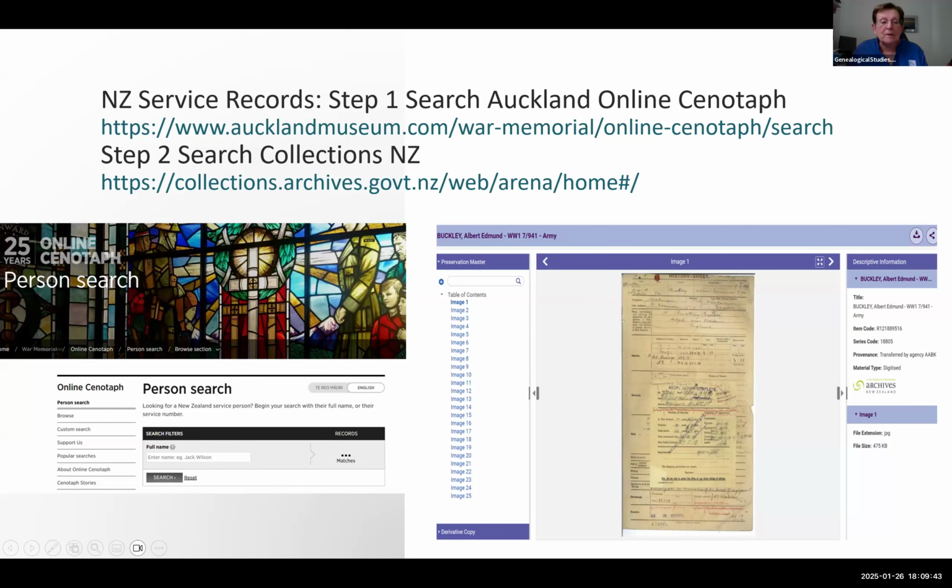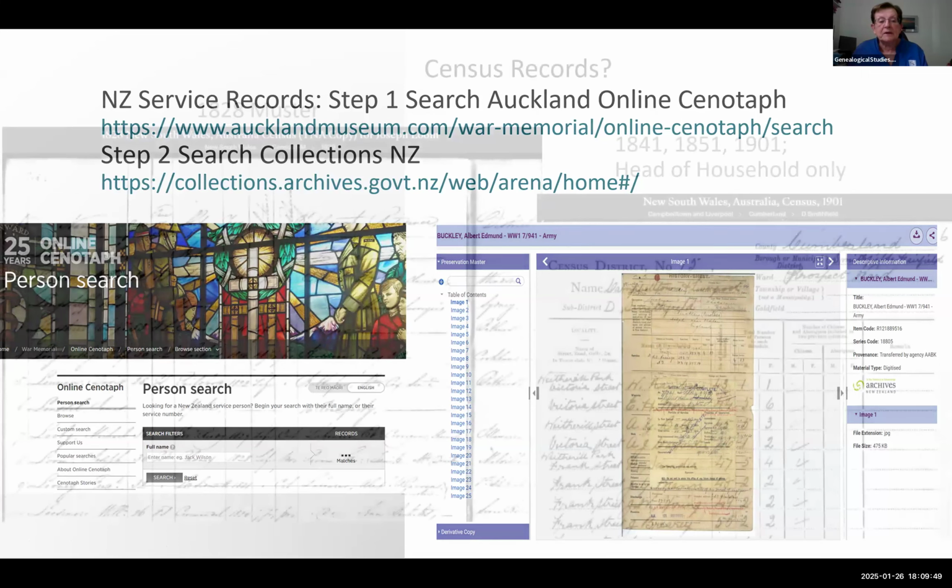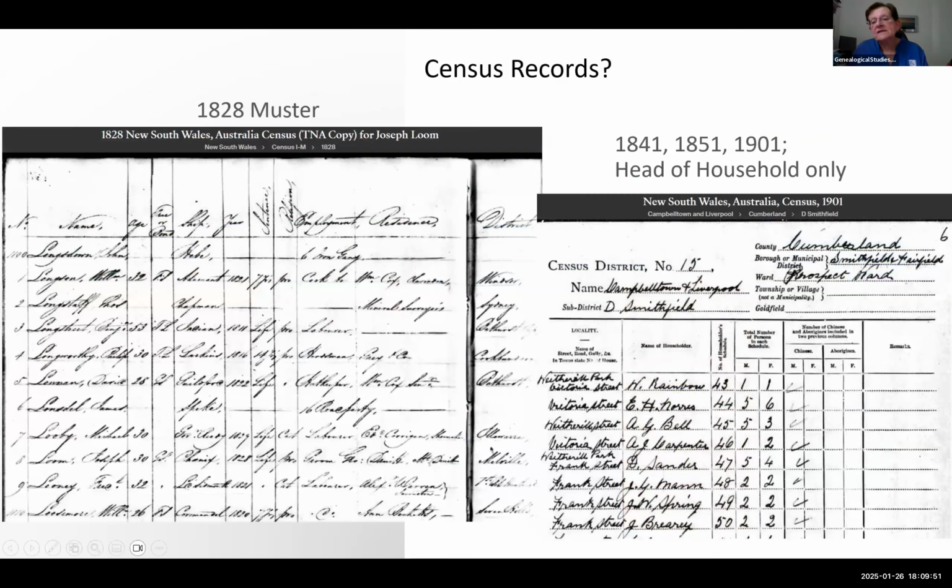I've now got his army number, and it's absolutely fascinating reading through where he's been. What are census records in Australia? Okay, we have the 1828 muster. This was in New South Wales, because that's all there was at that time. This is what they call the TNA copy, the National Archives of England copy.